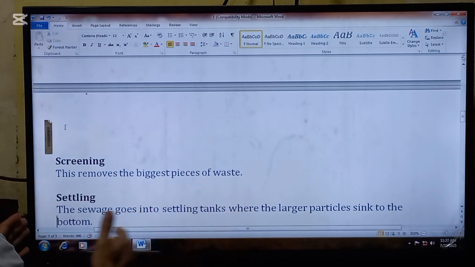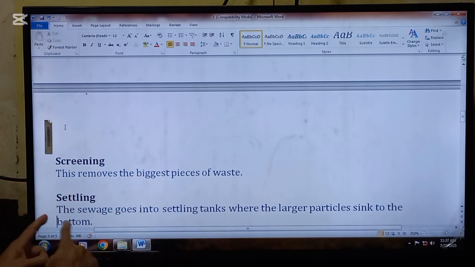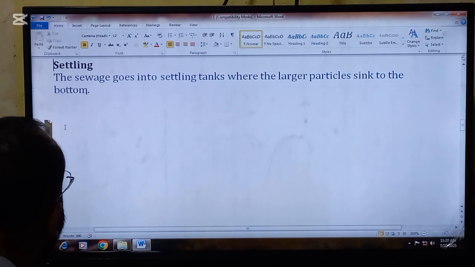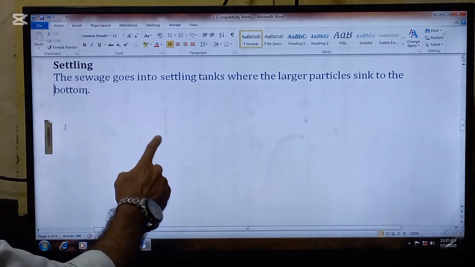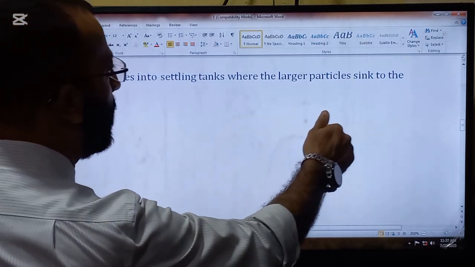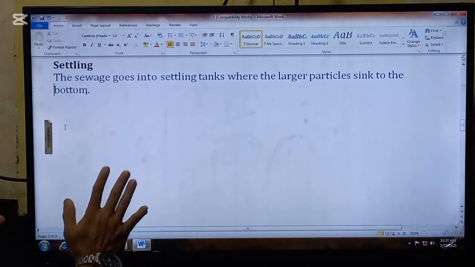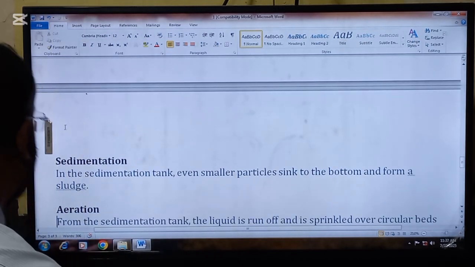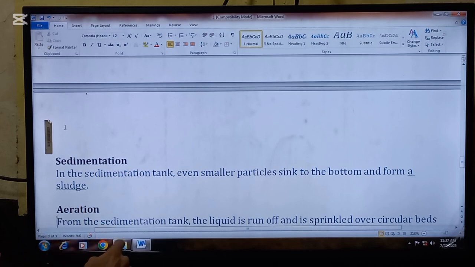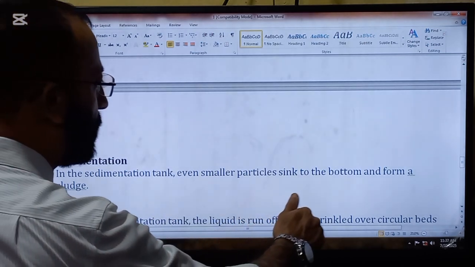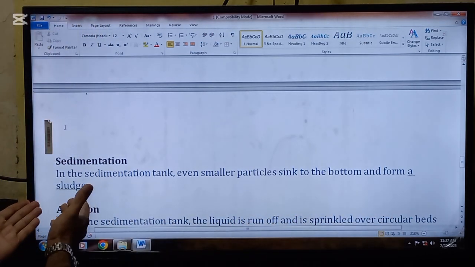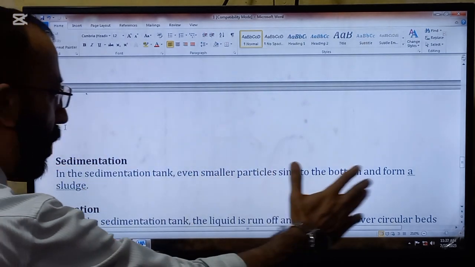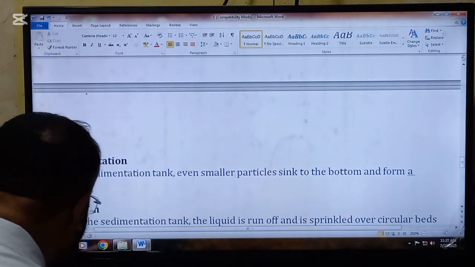Then water is sent to a chamber for a process called settling. The sewage goes into the settling tanks where the larger particles sink to the bottom. The next process is called sedimentation. In the sedimentation tank, even smaller particles sink to the bottom and form a sludge. So the large particles and now the small particles of the pollutants are being removed.